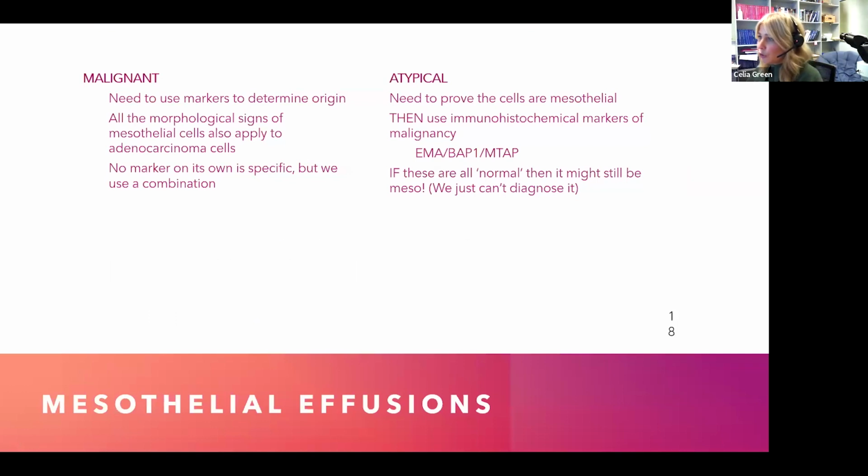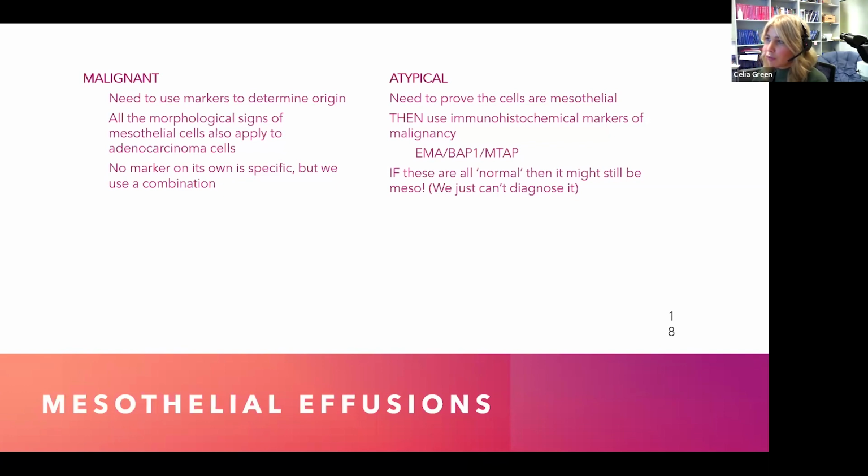So what do you do with those two circumstances? With malignant, we know we've got enough material, we can move on. We just have to decide, is this a metastatic glandular process or is this mesothelioma? And we use our immunohistochemical markers to determine the origin. All the morphological signs of mesothelioma also apply to adenocarcinoma. We can make an educated guess based on what the morphology is, but over time with experience, you can guarantee that you can swear something black and blue is mesothelial and it ends up being adenocarcinoma or vice versa. So to be accurate, you need that ancillary testing.